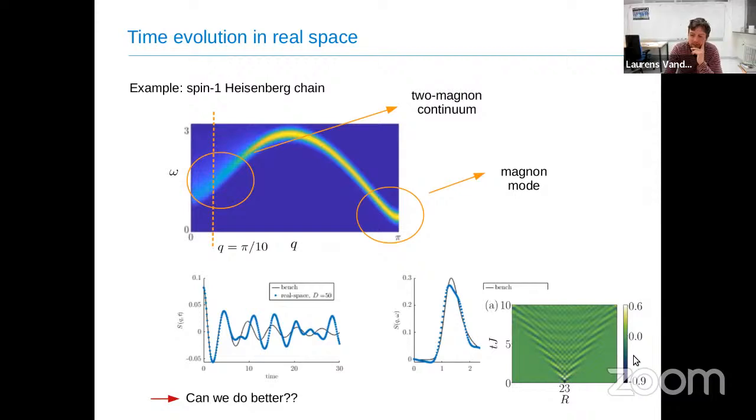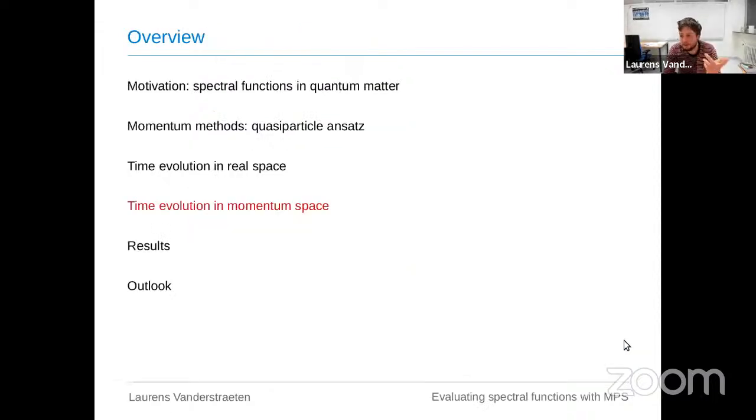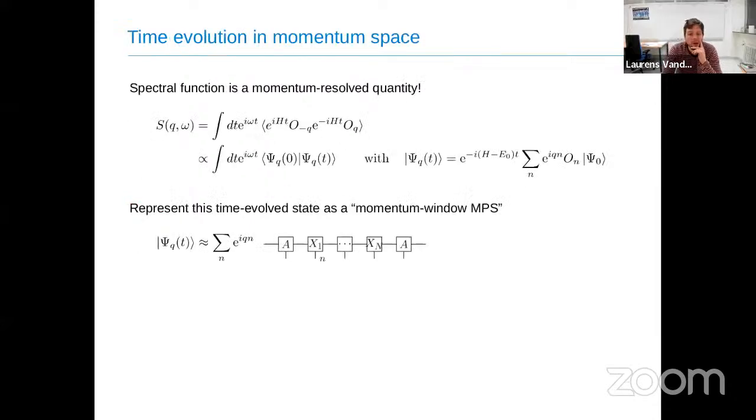And indeed, the idea is that at a certain time, here time 5, it's not the same model, but you will just not be able to represent this mess of particles that you have created anymore with a certain bond dimension. And the question is, okay, can we do better? And this is where time evolution in momentum space comes in.